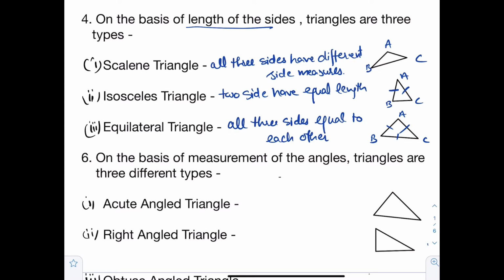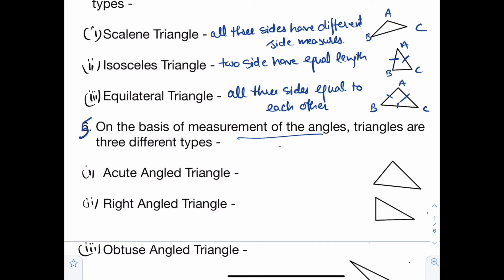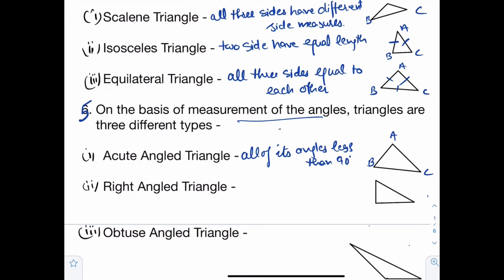Now next one. Fifth, on the basis of measure of angles, triangles are of three different types. First one is acute angle triangle. So in an acute angle triangle, all of its angles are less than 90 degrees. So in this case, this is an acute angle triangle, so all angles are less than 90.